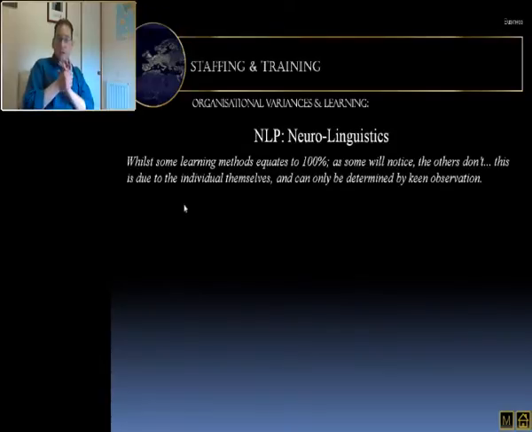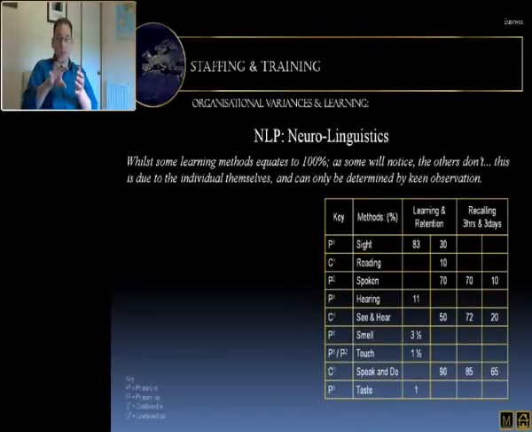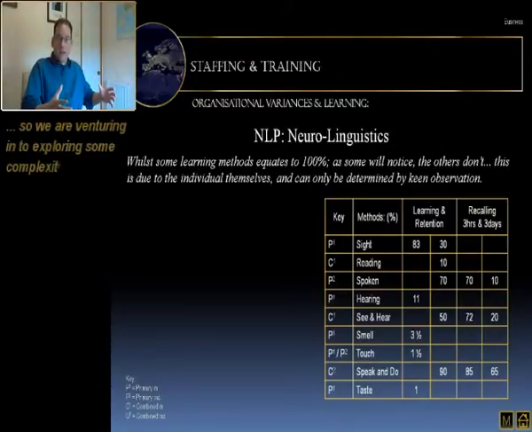While some learning methods equate to 100%, as some will notice, the others don't. This is due to the individual themselves and can only be determined by keen observation. So once again, this is a little different to the last one. Not all of them add up to 100%, like in the last one. Although by the time you've finished, if you fall within one category, then you need to start considering, okay, maybe I need to extend or expand my learning parameters, the methods of learning, to be able to capture more information.